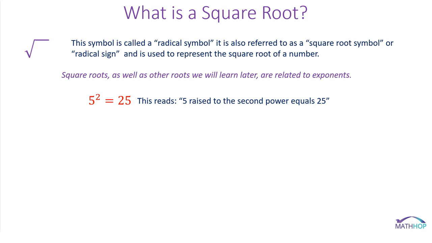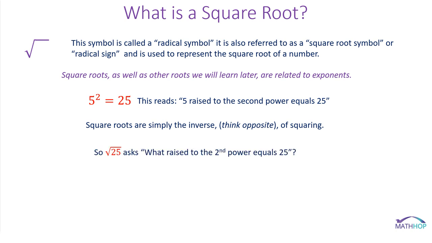Well, square roots are simply the inverse operation. And when I say inverse, just think opposite of squaring. So square roots are the inverse operation or the opposite operation of squaring. So if you want to undo squaring, we squared 5 and got 25. Well, if you want to undo squaring, you have to square root. So the square root of 25 asks what number raised to the second power gives me 25, right? So to sum this all up, the square root of 25 is equal to 5 because 5 is the number that when squared gives you 25.